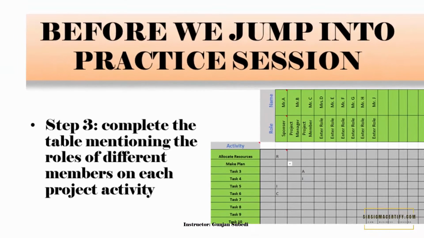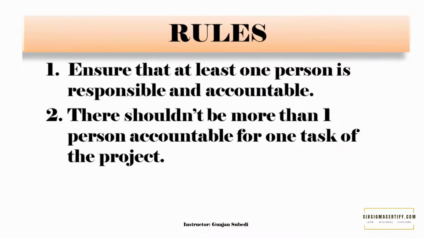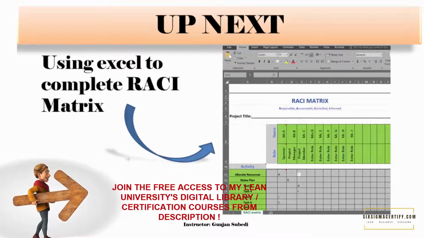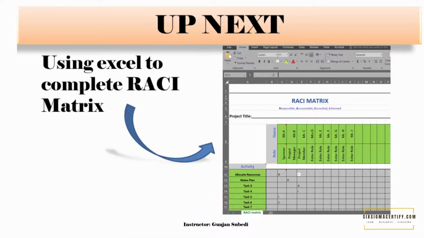There are two important rules to consider while drawing the RACI matrix. First rule, we have to ensure that at least one person is responsible and accountable. Second rule, there should not be more than one person accountable for one task of the project. Are you getting the clues of drawing the RACI matrix? Don't worry, you don't have to draw the RACI matrix yourself. I will be giving you an Excel template and teach you how to work with the template.